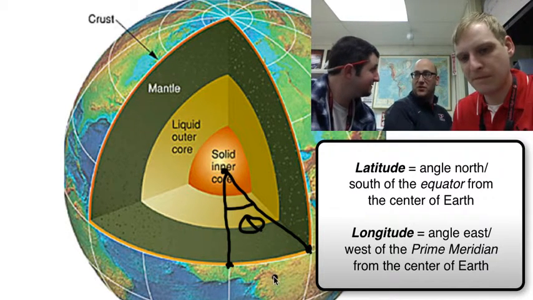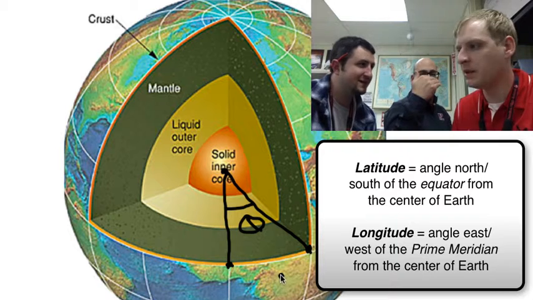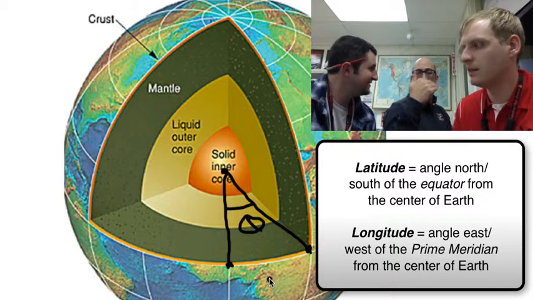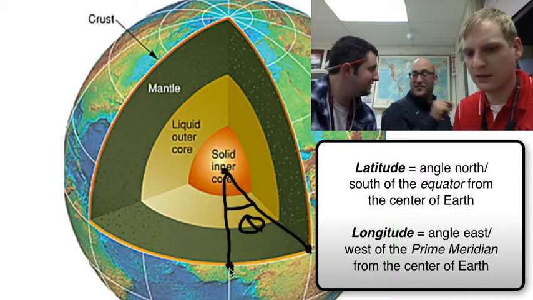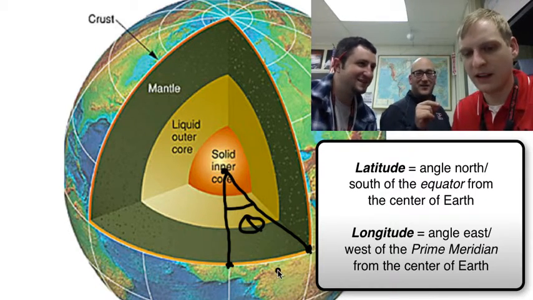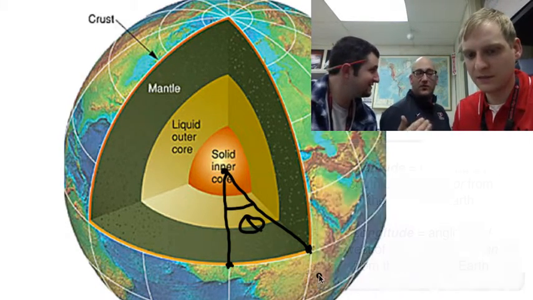So wait, here's the big difference. Latitude and longitude. Latitude measures uppy-downy, right? It goes up and down from the equator. And longitude goes side to side. Isn't that what it does? Exactly.